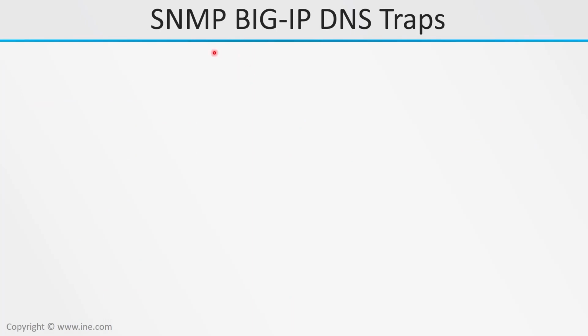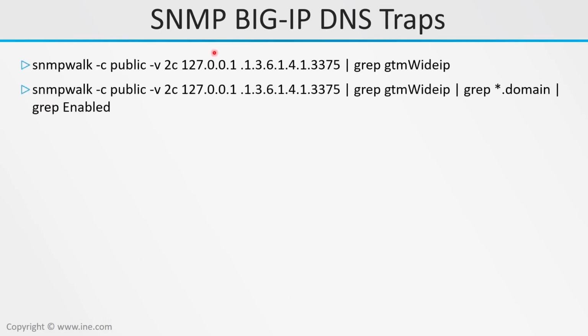Okay, so SNMP traps are, again, the F5 sending a trap automatically, with information about an object before the SNMP manager asks to collect that information. We can actually test this using an SNMP walk, and we'll grep on a GTM wide IP object, and more specifically a specific wide IP object, to see whether it's enabled. So we'll run a quick test just to show the SNMP trap behavior on the BIG-IP DNS.